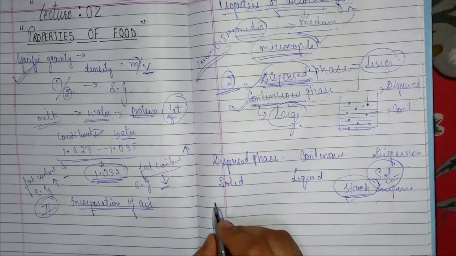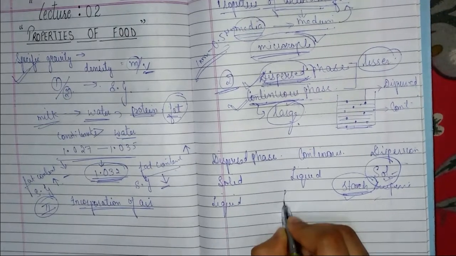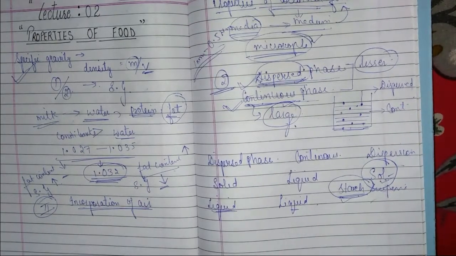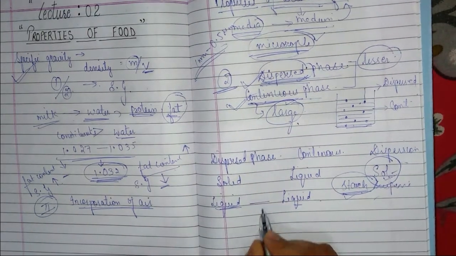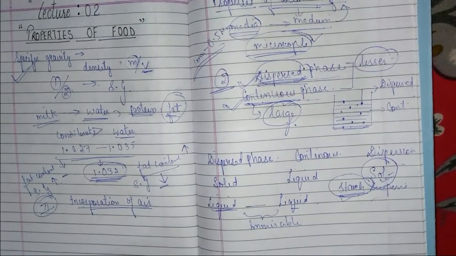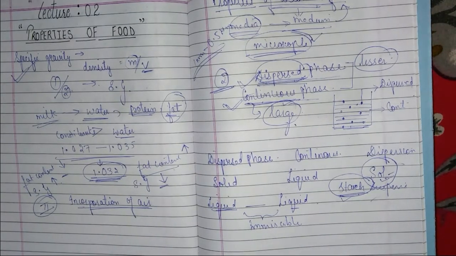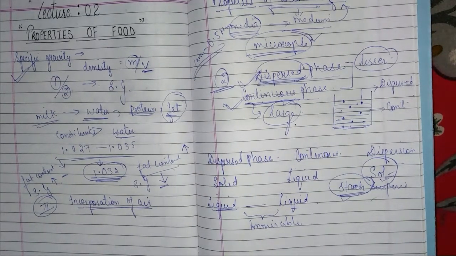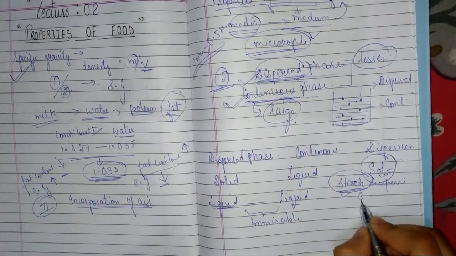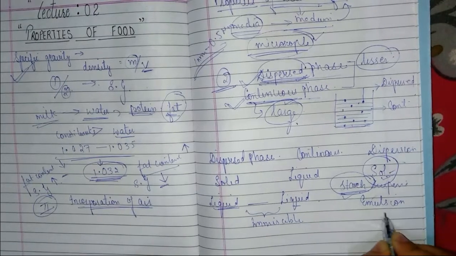The second one is liquid in liquid. Now you will say that when we mix liquid with liquid, it will mix very uniformly, so why is it included in colloidal form? These are immiscible liquids. Immiscible means they will not mix properly. Have you ever mixed water in oil? You must have seen that they do not mix with each other. Instead they form different layers, and that is known as emulsion.